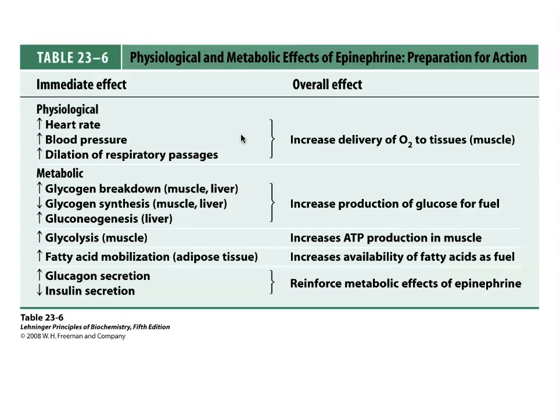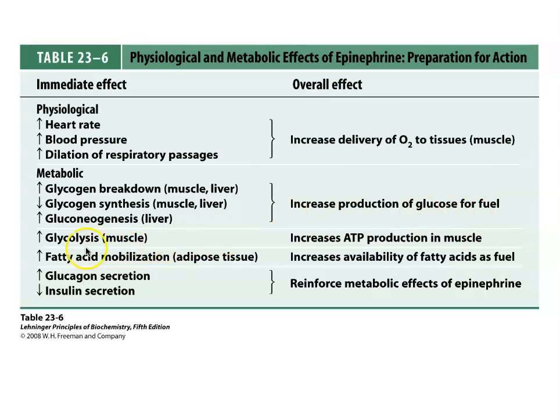So metabolically, what would the body want? It would want energy, fast energy. What does that mean? High blood glucose concentration. So glycogen breakdown will be stimulated. Glycogen synthesis will be decreased. Gluconeogenesis will be stimulated. Why? The goal is to increase glucose in the blood because that's a fast access of fuel.